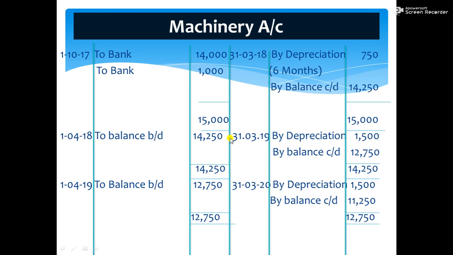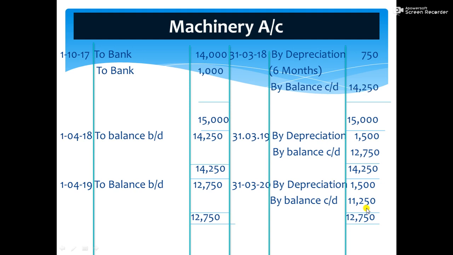14,250. And the year end on 31st March 2019, the depreciation for that year, the full year depreciation, that is 1,500. Under straight line method, depreciation is calculated on the original cost, that is 1,500, and therefore the balance during the year is 12,750. And that balance is brought forward to next year, 1/4/2019, 12,750. And the depreciation for that year, the full year depreciation 1,500, and the balance is 11,250.